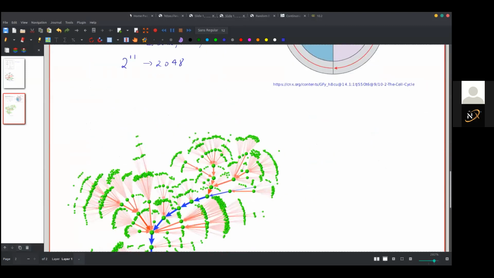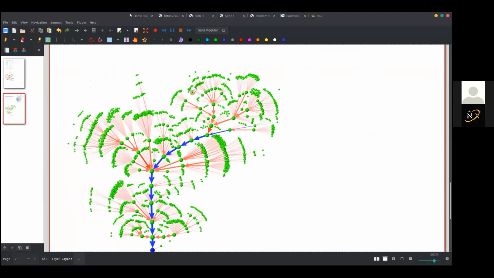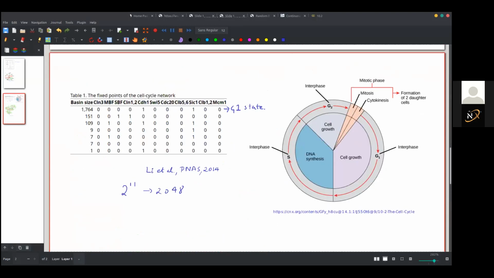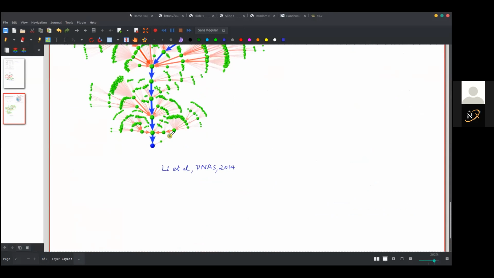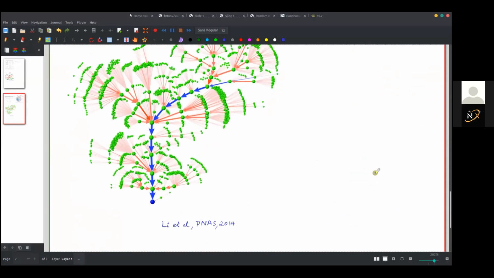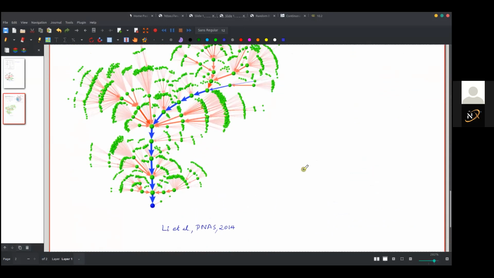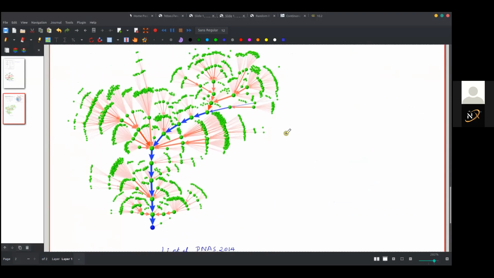Just to show, this is the network of their study. In this figure, there are no such states. This only shows all the 1748 states which are leading down to this. This is the G1 node, basically.